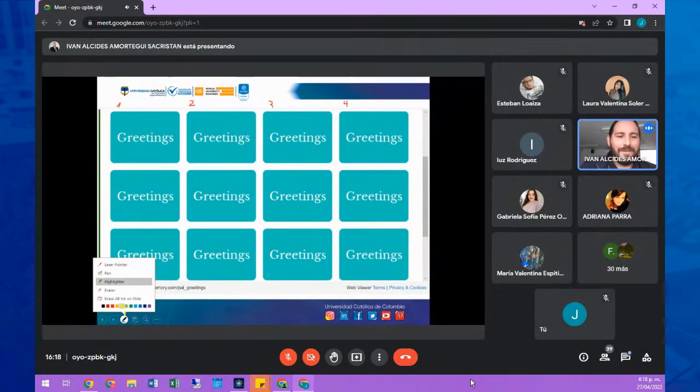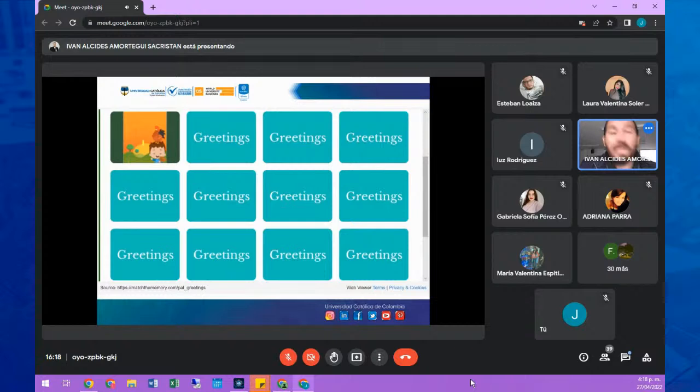I have 12 cards at this moment. Some cards have a picture. For example, this one. It has a picture. And some cards have text. For example, this. The activity is very simple. Please match the pictures and the expressions. To participate, please raise the hand. Simply indicate the number, tell me two numbers, 2 and 6, for example, 12 and 1. So we can find the connections there. Okay?